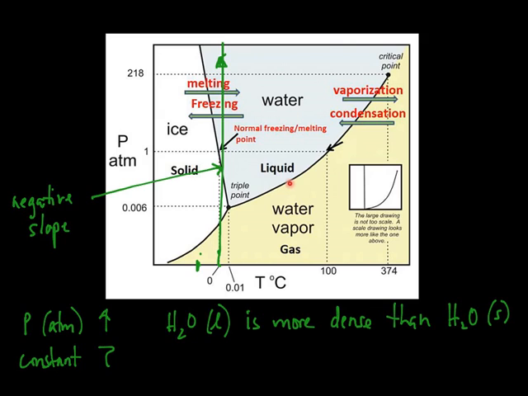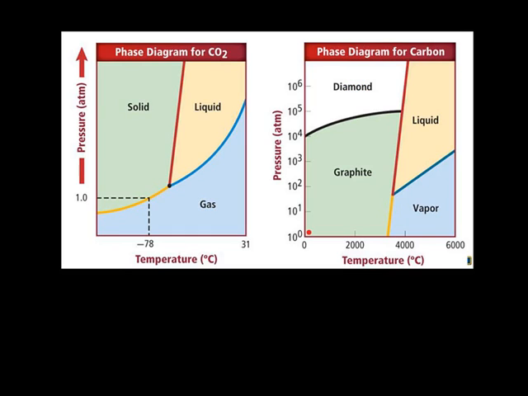That is, you can see that by the negative slope. In most other elements, as you get into higher pressures, the substance becomes more like a solid, but in water it becomes more like a liquid. So here you have different phase diagrams for different types of substances other than water.